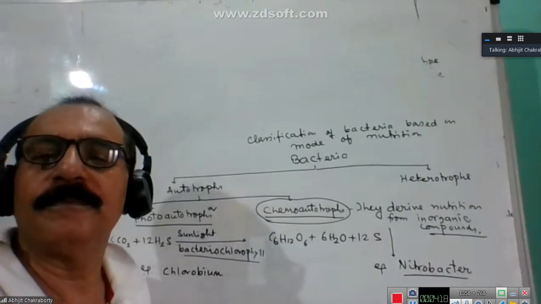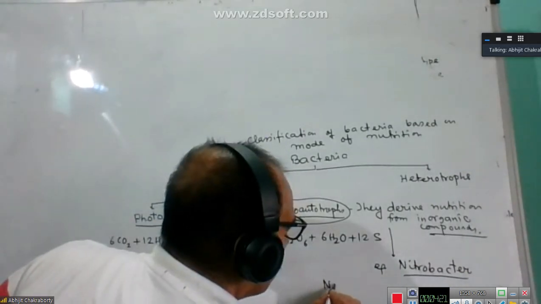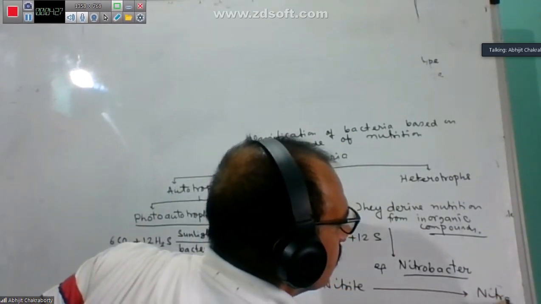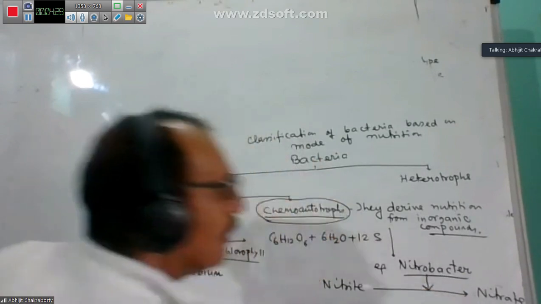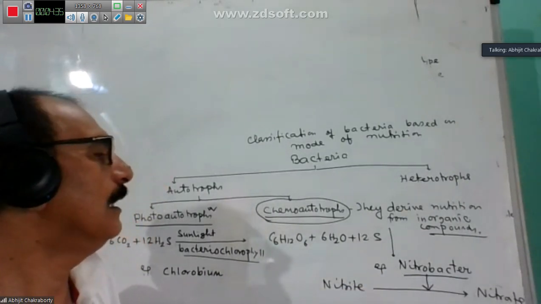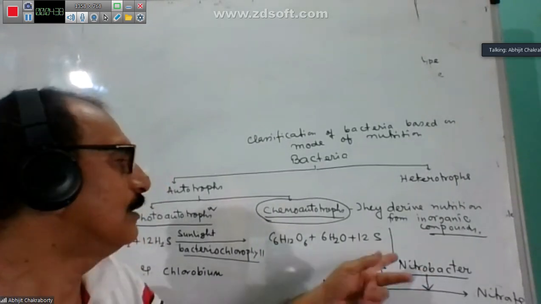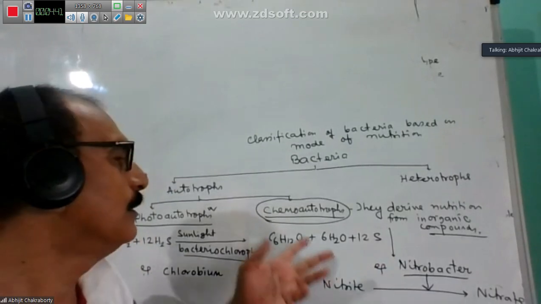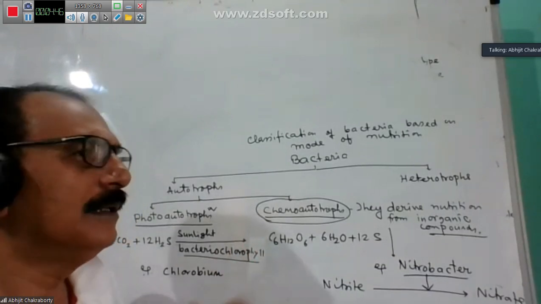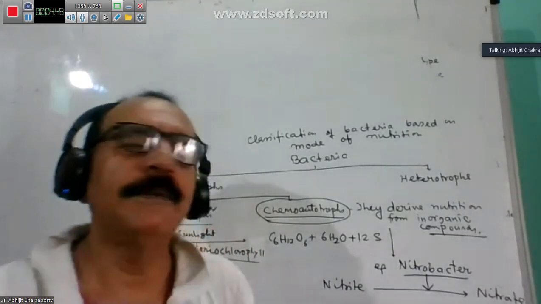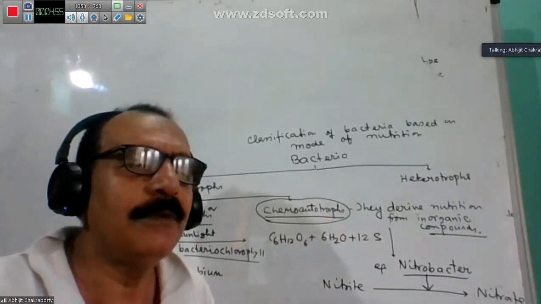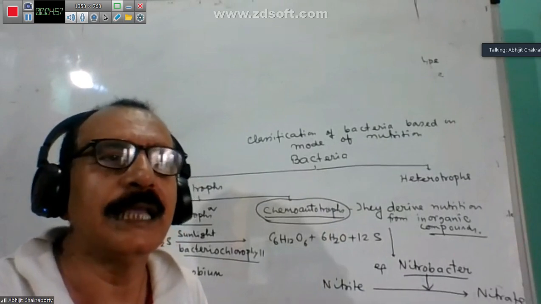Nitrobacter is a bacterium. It helps in the conversion of nitrite to nitrate. And it is actually a kind of chemoautotroph. That means it derives nutrition from inorganic compounds. And there are some sulfur bacteria, nitrifying bacteria, they all are chemoautotrophs and hence they play an important role in recycling of nutrition.